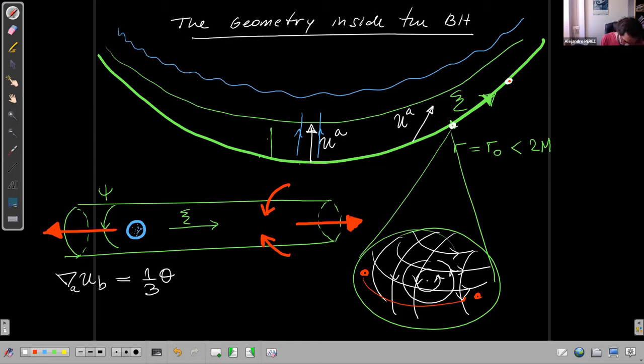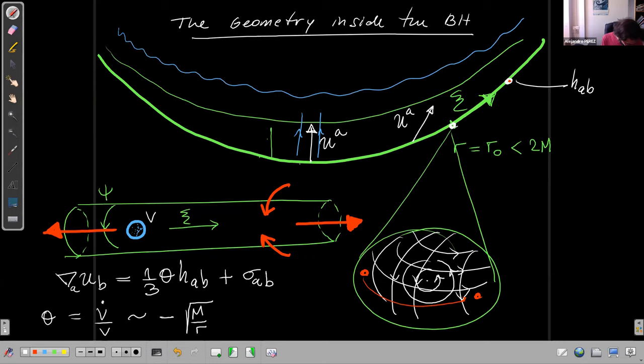can be decomposed into its trace part, where HAB is the induced metric of these R equal constant surfaces, plus the trace-free part of this tensor, which is called the shear. This is the expansion, this is the shear. Theta tells you how the volume of this initial sphere, this pencil of geodesics, changes with time. So theta is given by V dot over V, with proper time, the affine parameter along these geodesics. This theta happens to be proportional to... it's negative and diverges as you approach R equals zero. It goes like that.